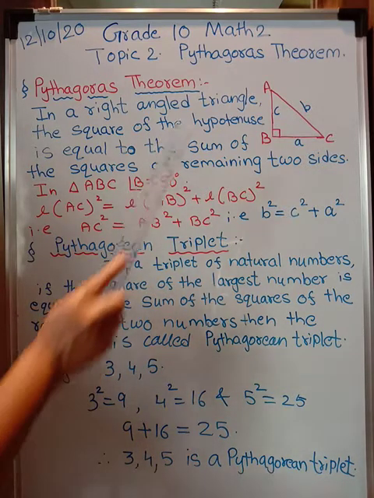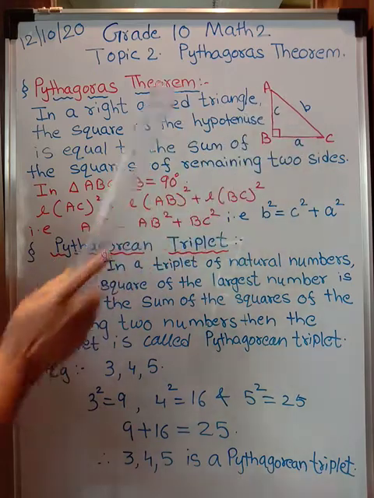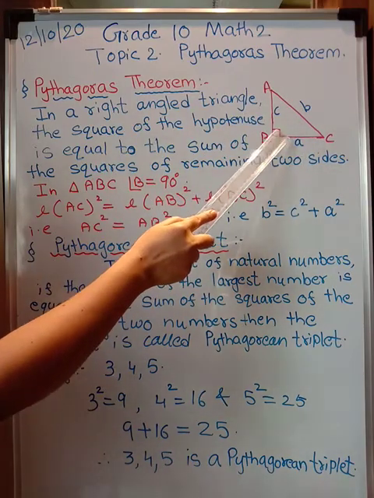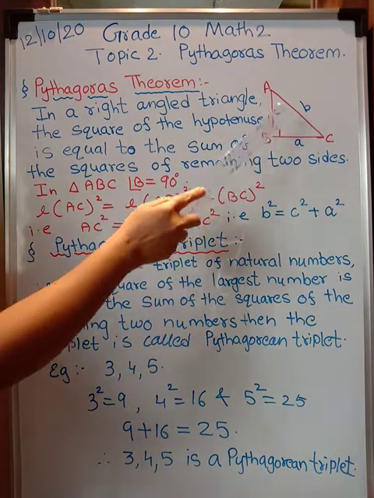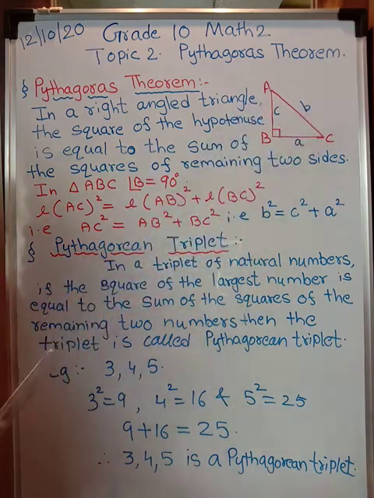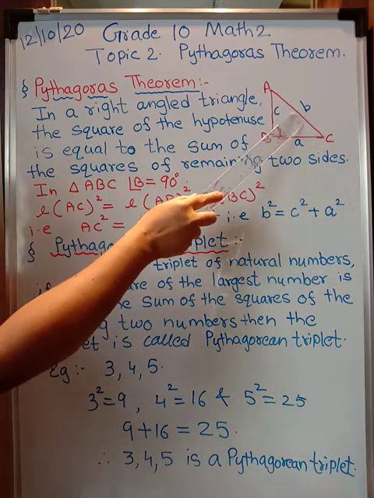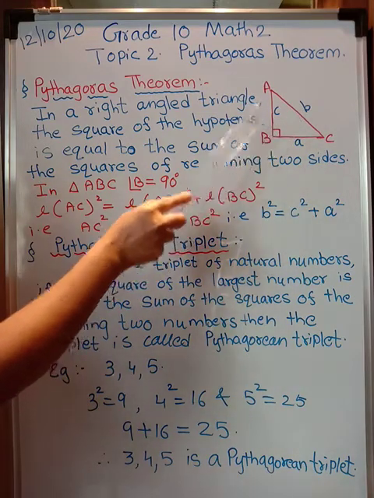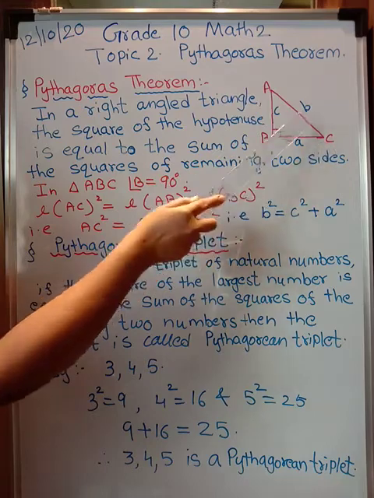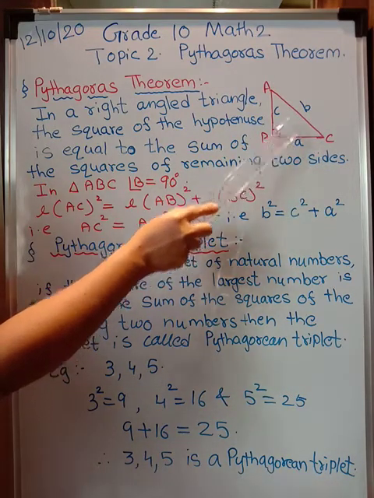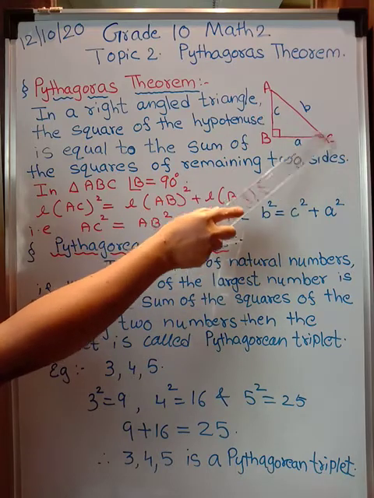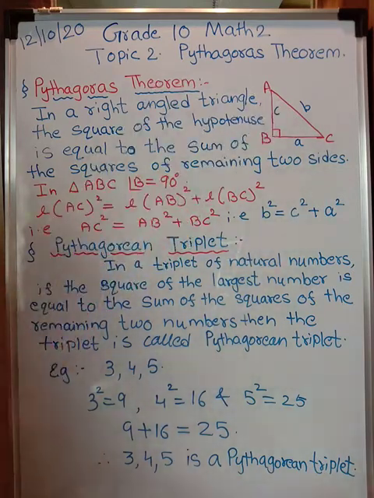Alright. Now ABC is a right angle triangle because angle B is 90 degrees, which is shown by this sign. Now what is Pythagoras theorem? In a right angle triangle, the square of the hypotenuse. What is hypotenuse? It is the side which is opposite to 90 degrees. So in this diagram, AC is the hypotenuse because it is opposite to the 90 degree angle. So the square of this side, that is the hypotenuse, is equal to the sum of the squares of the remaining two sides.